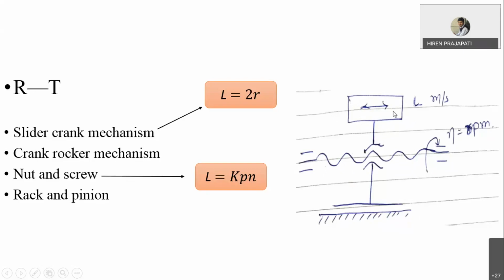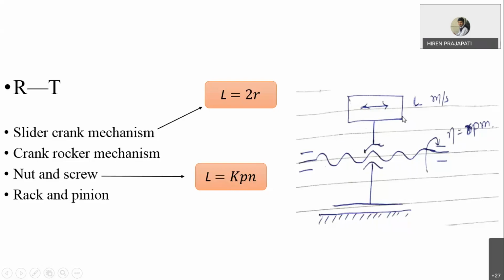So what is the relation between the speed of the lead screw and the speed of the carriage? It's as simple as we know the pitch per revolution. For one revolution of the screw, this platform will travel a distance equal to p. Now if I know the RPM, then I can find out the translation of this carriage per unit time, per minute. Clear? So p into n will give the translation.